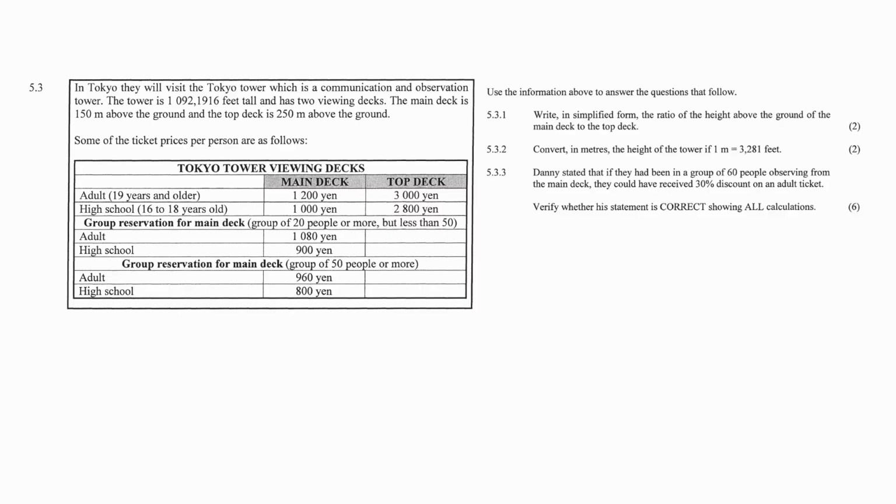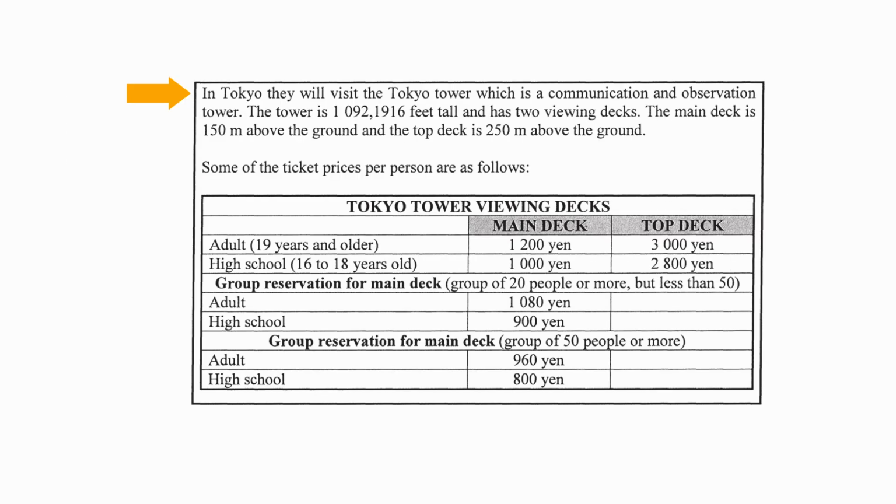Question 5.3 consists of three measurement questions that were designed to assess your understanding of ratio, conversion between metric and imperial systems of measurement, and discount calculations. It is stated that in Tokyo, they will visit the Tokyo Tower, which is a communications and observation tower.